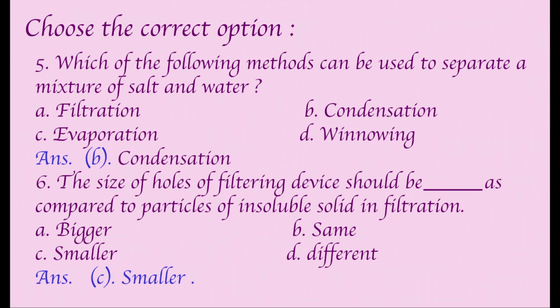Sixth, which of the following methods can be used to separate a mixture of salt and water? A. Filtration, B. Condensation, C. Evaporation, D. Winnowing. Answer is C. Evaporation.